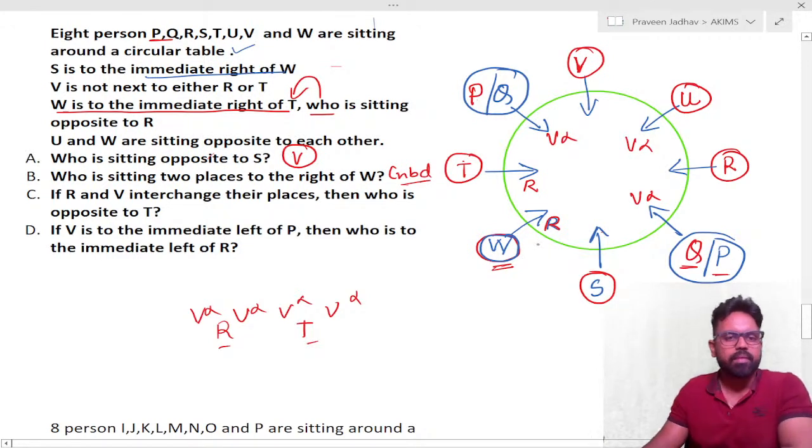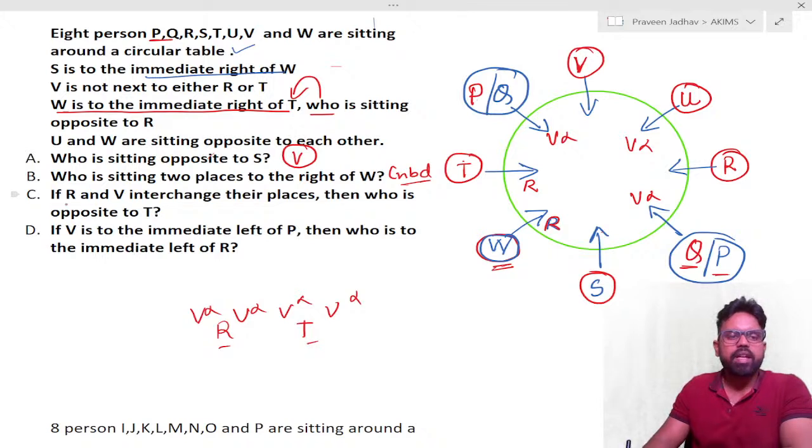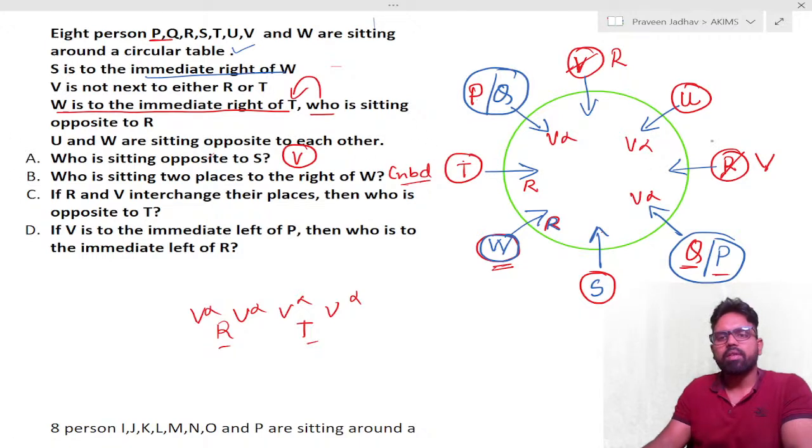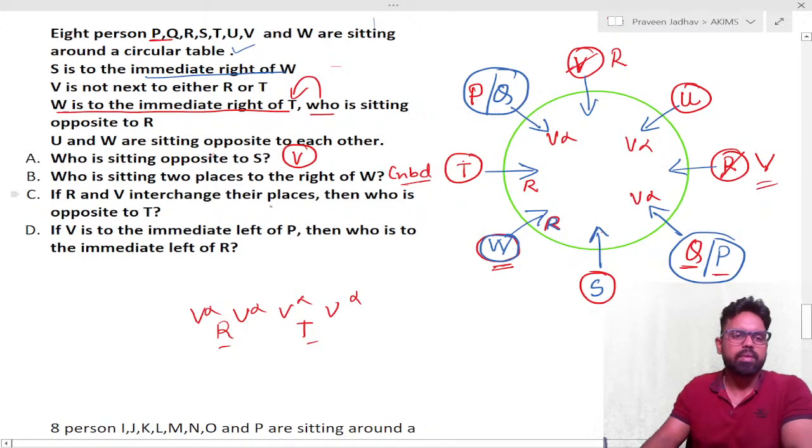Next, if we interchange R and V, if R and V interchange their places, if R comes here and V comes here, then who is opposite to T? Opposite to T will be V. Who will be opposite to T? V.